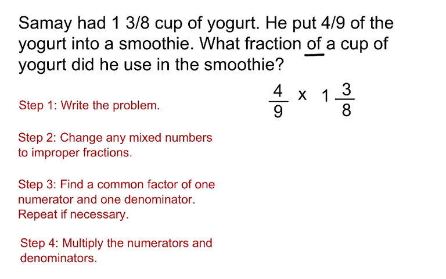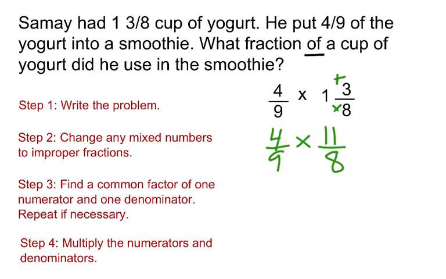When you have fractions like this, I know it can be tempting to multiply 4/9 times 1 and then 4/9 times 3/8. But a really good step to remember is to instead change any mixed numbers into improper fractions. So we have 4/9 times, and to do that we multiply, then add: 8 times 1 plus 3, which is 11/8.